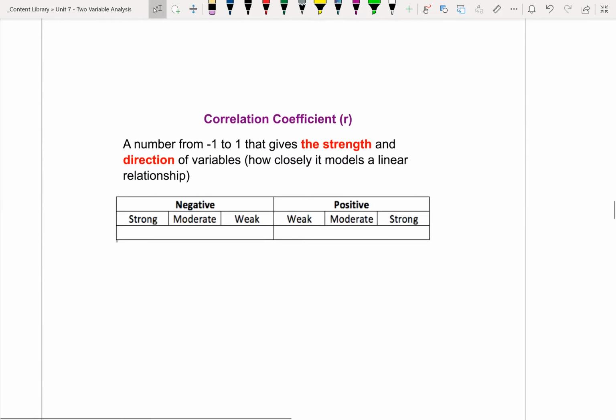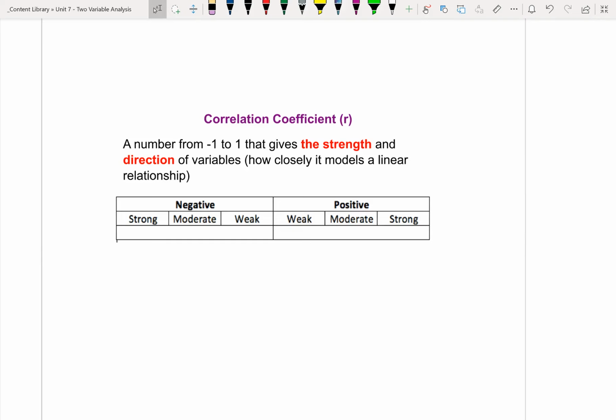Another terminology when looking at scatter plots is the correlation coefficient, or R value. This is a value that you can get your graphing software, graphing calculator, Desmos, or GeoGebra to spit out, and it will give this number to you. Basically, it's a number from -1 to 1 that gives the strength and direction of the relationship between two variables. So it tells you how closely it models a linear relationship, whether it's a positive or negative relationship.